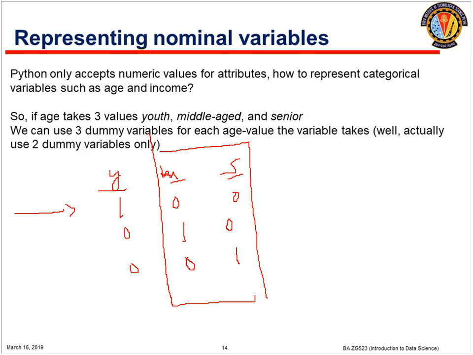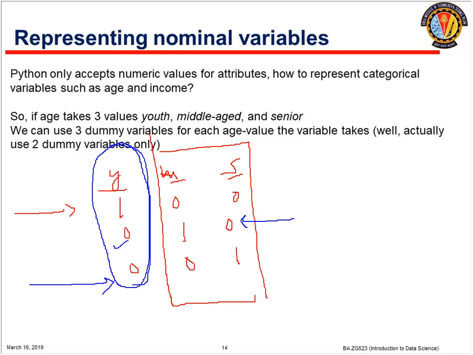Or let's take the second example. If middle age is 1 and senior is 0, you know that youth should be 0. This you can obviously get. So you can see that you can find out the value of any one variable if you know the values of the other two variables. And similarly for the third case, if you know that middle age and senior bits are 0 and 1, you know that the corresponding bit for youth should be 0. Okay, so in fact here one of these dummy variables is redundant. It is just introducing collinearity in your data set.